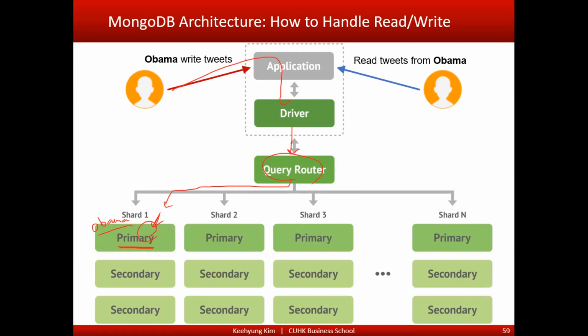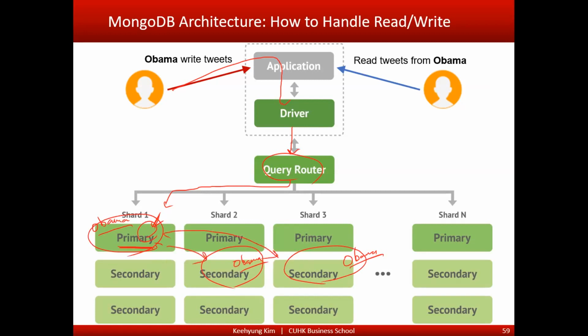And again, Obama is a famous person, like a celebrity. So many people will try to look at Obama's tweets. Then we can make a copy of Obama's information in other servers. In that case, we can make a replication on the secondary part of shard 2, and we can also make a replication on the secondary part of shard 3. So basically, these two are copies of this primary. So we make a copy into different servers.